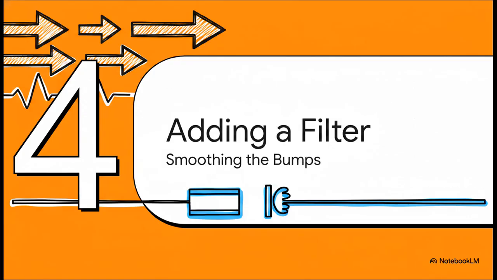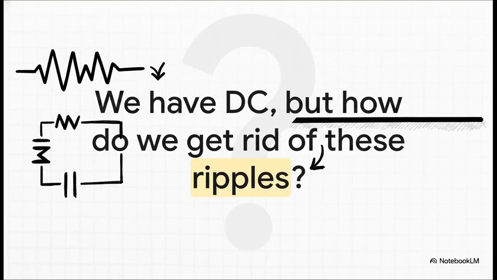Okay, so we've successfully wrangled the current into a one-way street. That's a huge step. But our next job is to pave over all those bumps. And this is where the filter stage comes into play. We've got this pulsating DC, so how in the world do we get rid of all those ripples? How do we turn that bumpy road into a smooth highway of stable power? Well, the answer is actually a surprisingly simple component.